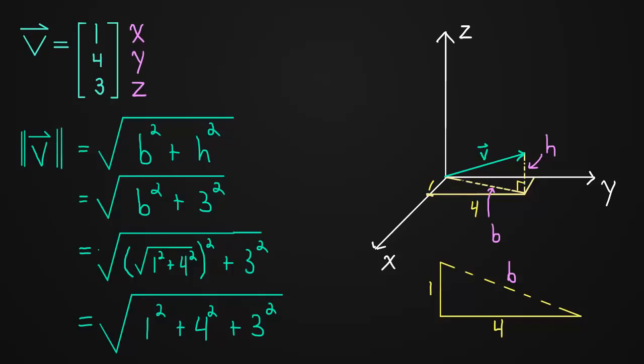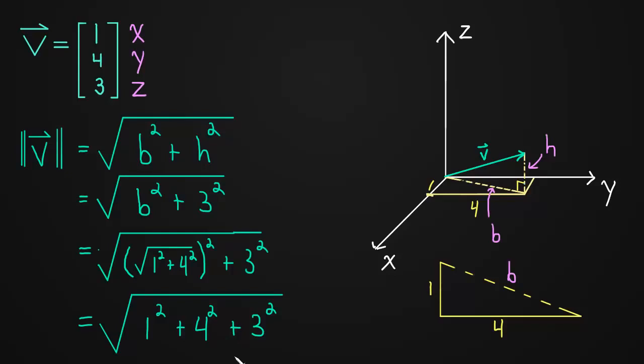Now compare that to the components of v. You'll see that the length of v is simply the square root of the sum of the squares of the components. That's kind of a lot of words to say all at once. But we just take each component, we square it, we add them together, and we take the square root.